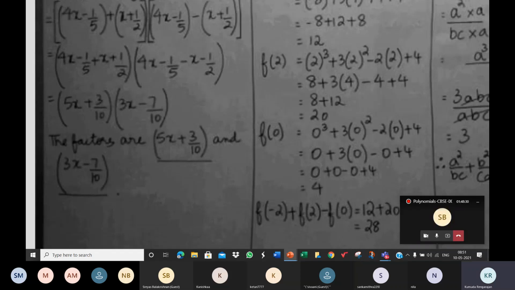Anybody else has tried to expand it like that? Anyone else? Because I just want to check. Yes, ma'am, I tried. What did you get? Did you get 15x squared? No, ma'am, I didn't get. You must have got 15x squared minus 13x by 4 minus 21 by 100. I'll work it that way and I'll share the answer, children.